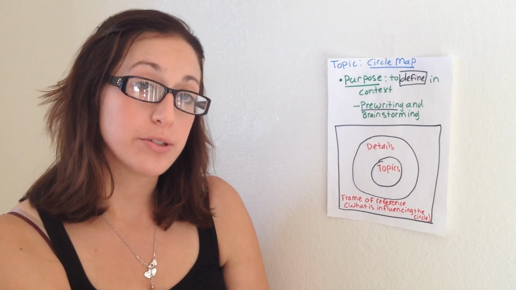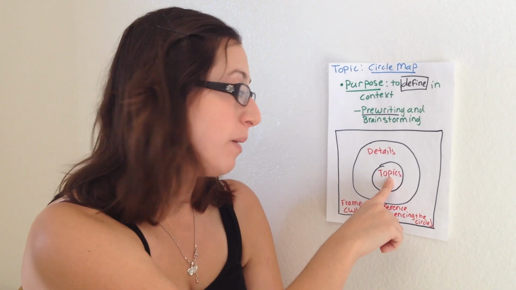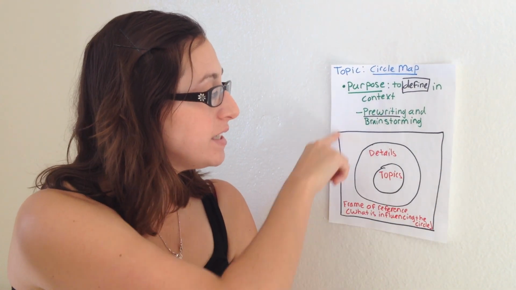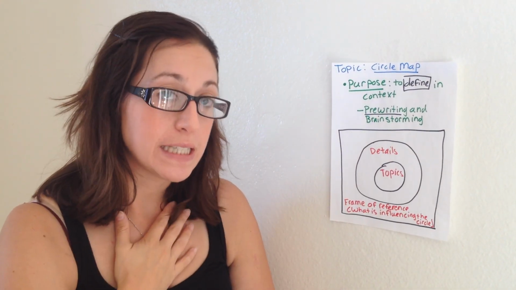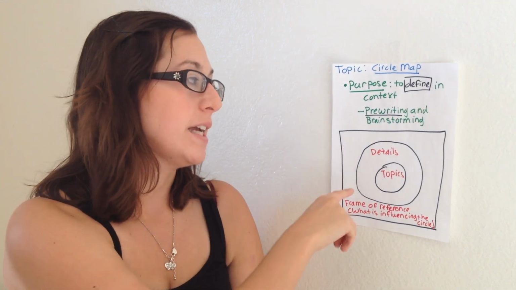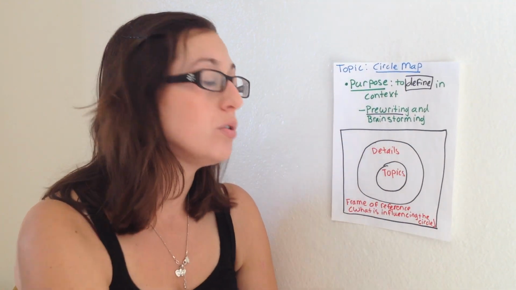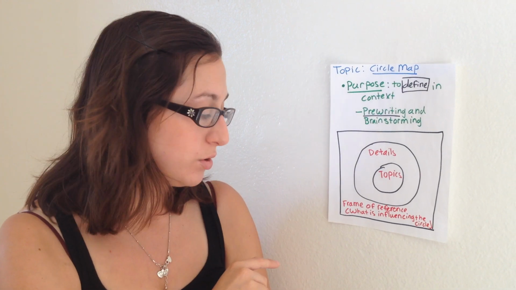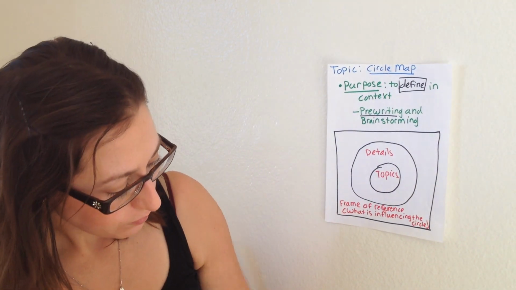So if you're talking about yourself and maybe you put your name in the center, so I might put Miss Wilson, all the other details that would influence what makes Miss Wilson would go on the outside. So it could be family, friends, school, so on and so forth. So let's talk about an example.